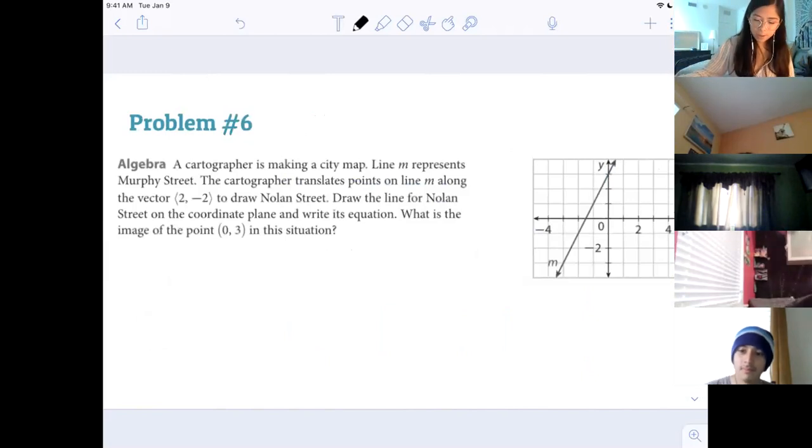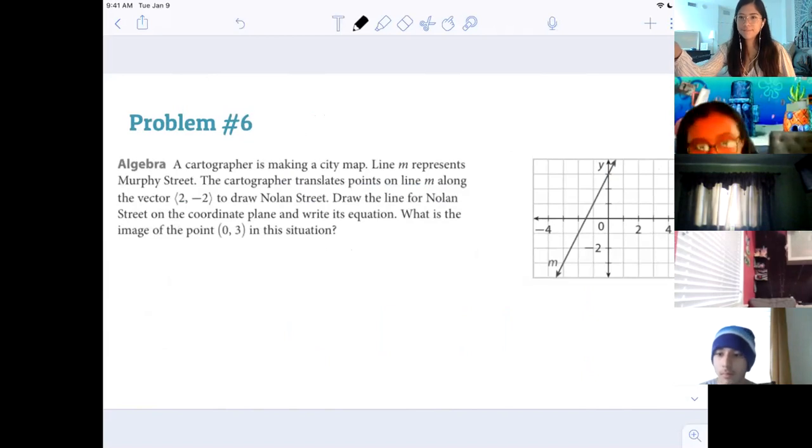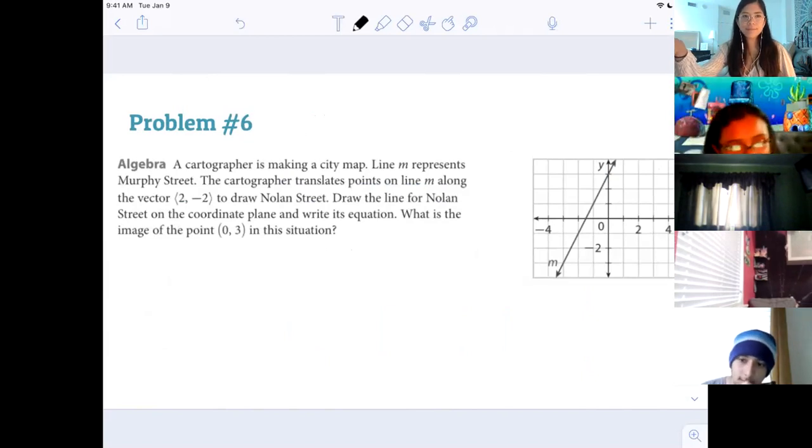This is a challenge problem. We're going to do a little bit of algebra. Can I have a volunteer read the problem out loud, please? Go ahead, Perla. Okay. I want you, Tyrone. A cartographer is making a city map. Line M represents Murphy Street. The cartographer translates points on line M along the vector 2, -2 to draw Nolan Street. Draw the line for Nolan Street on the coordinate plane and write its equation. What is the image of the point 0, 3 in this situation?